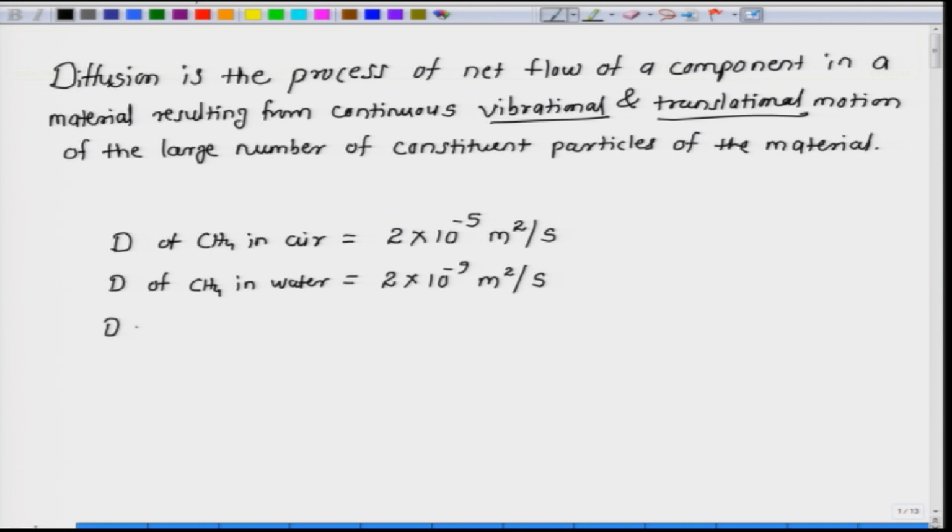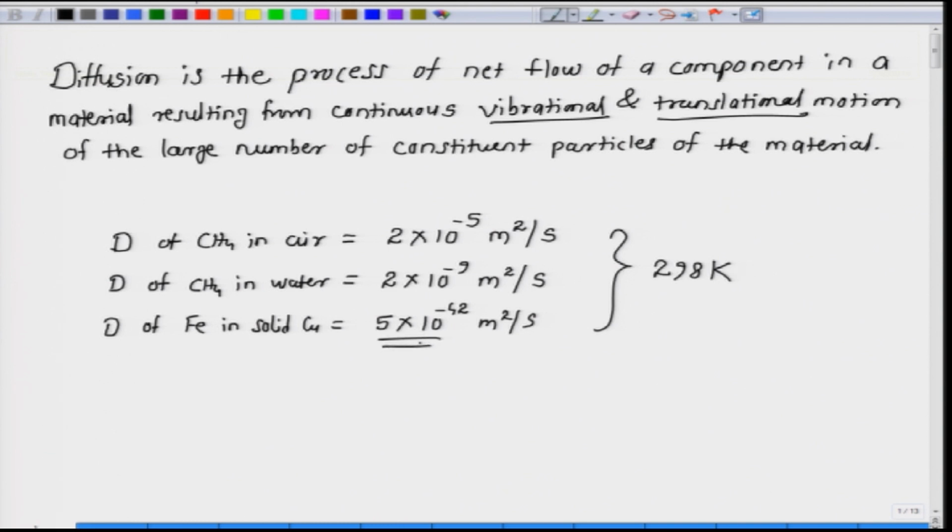And if you look at the diffusivity, let us say, of iron in solid copper, you will find it is around 10 to the power minus 42 meter square per second, right. All these values are at 298 Kelvin. So, you will notice the diffusivity of iron in solid copper is ridiculously low, right, much lower compared to the general diffusivities in air or water. Even if you consider 900 degree centigrade, which is very close to the melting point of copper.